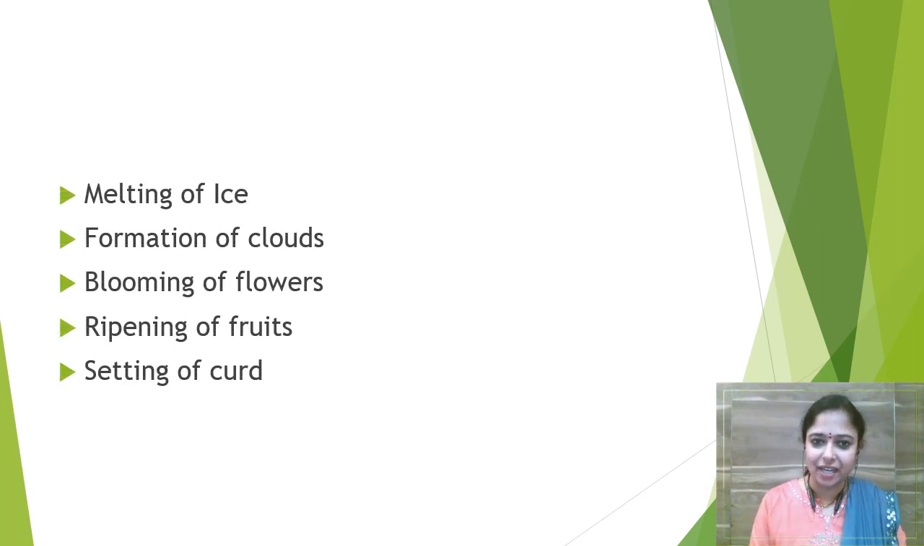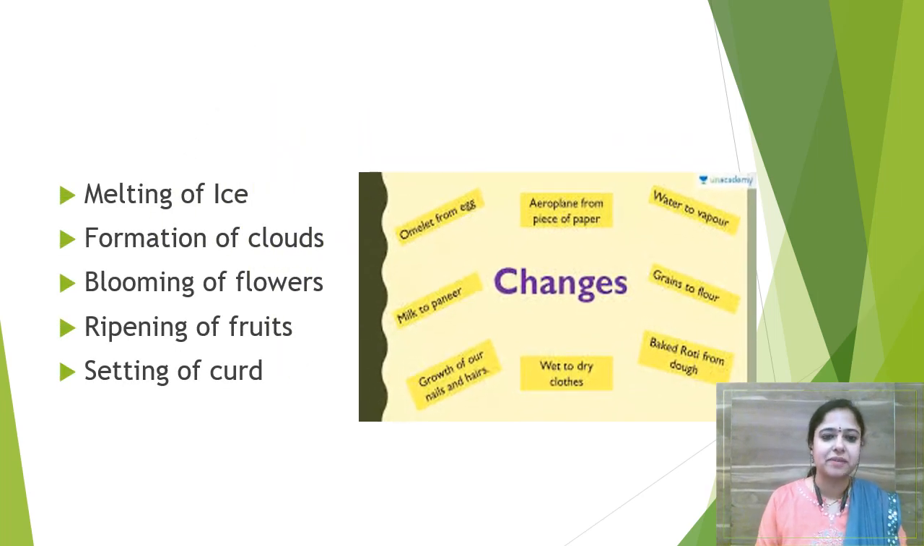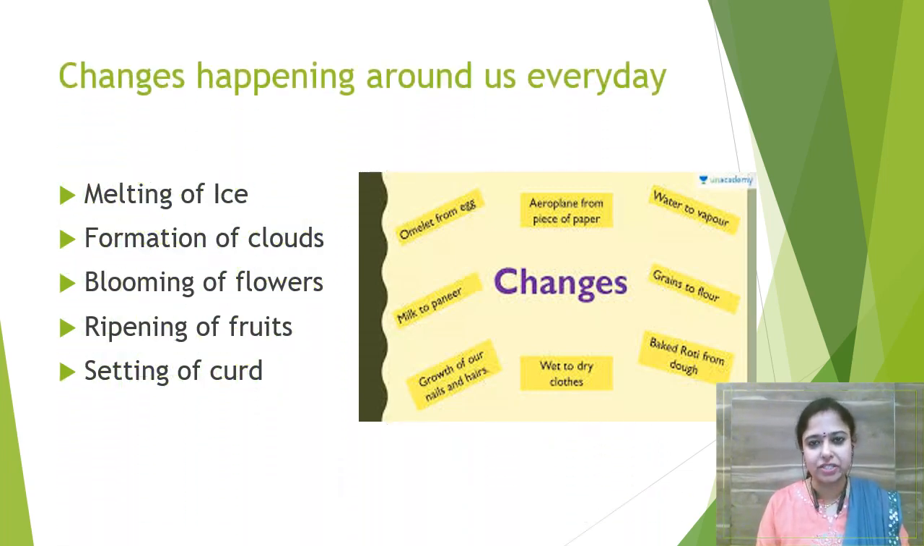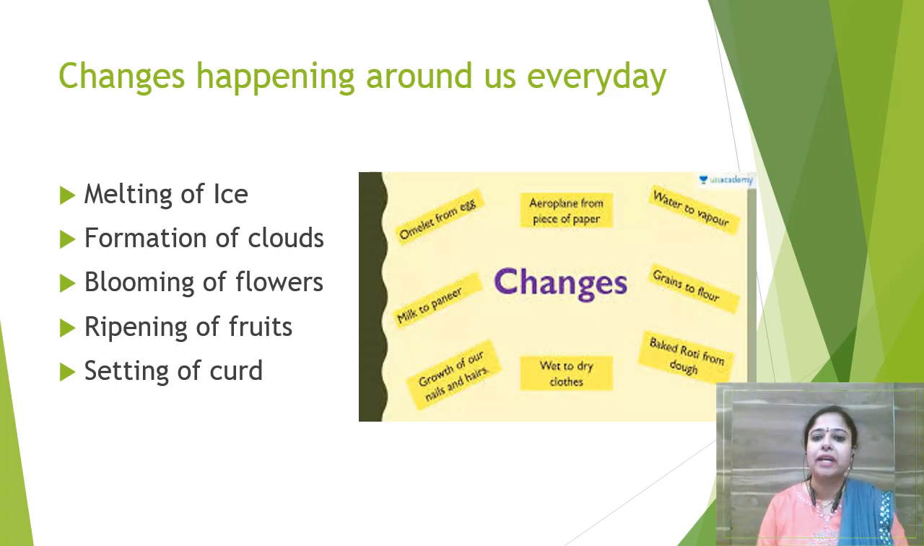In our everyday life, we observe many changes taking place around us. Some of these changes are caused by us, while some occur naturally. So, I have listed some of the changes that you see around you, like melting of ice, formation of clouds, blooming of flowers, ripening of fruits, setting of curd, and we can add on many more, like the milk changing into paneer, change of seasons, occurrence of rain, occurrence of day and night, or folding a paper, cutting a log of wood, and many more.